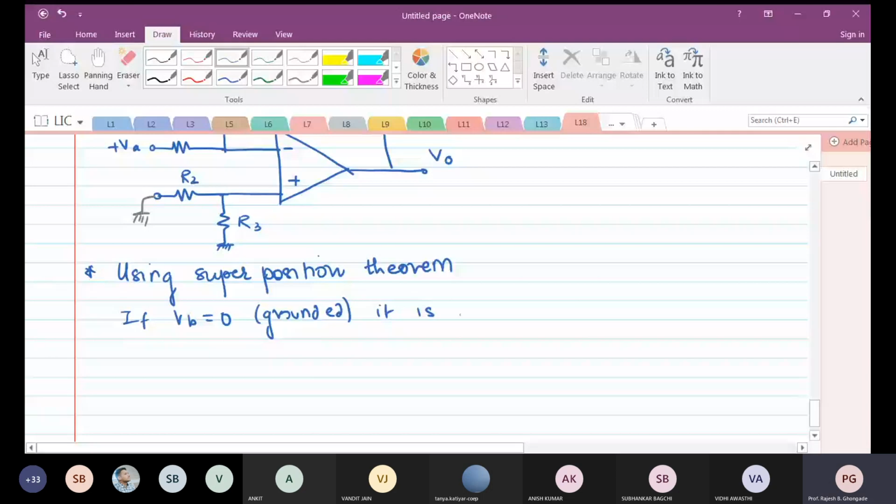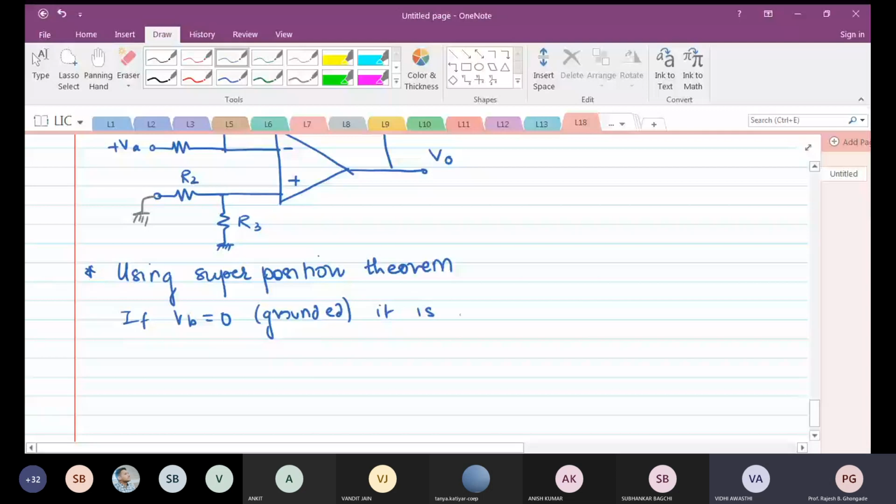So if VB is equal to 0, it is a simple inverting amplifier, and we know the output equation for the inverting amplifier. I'll call this VO corresponding to input A. The output is simply minus RF divided by R1 into the input, that is VA.